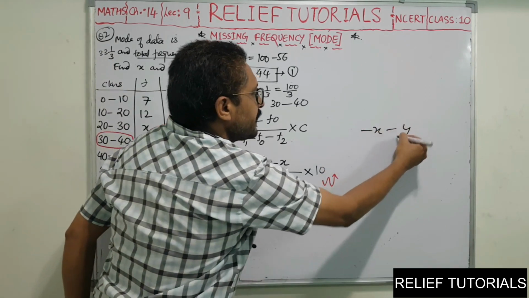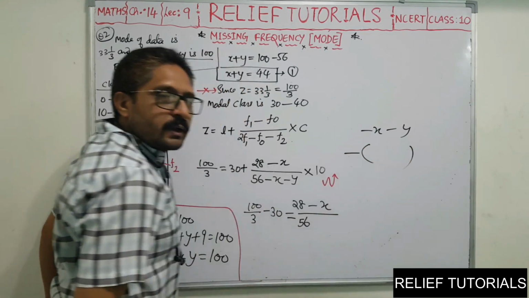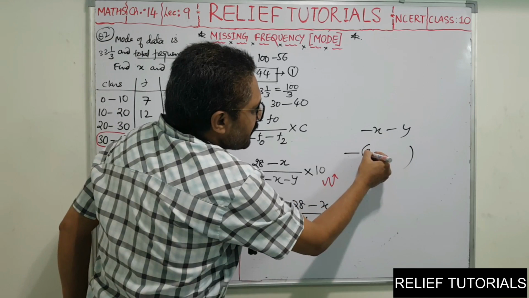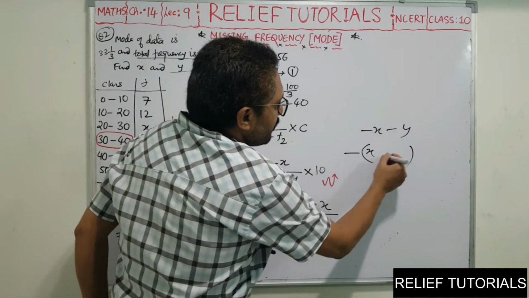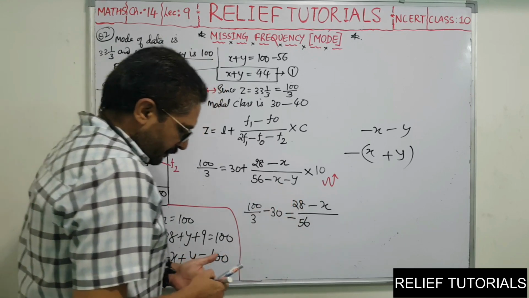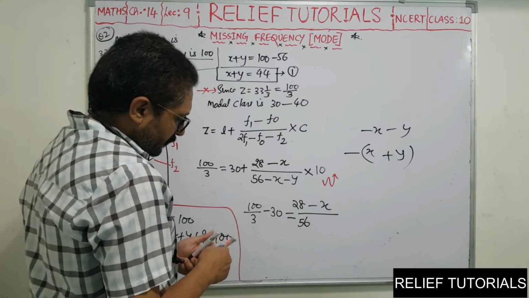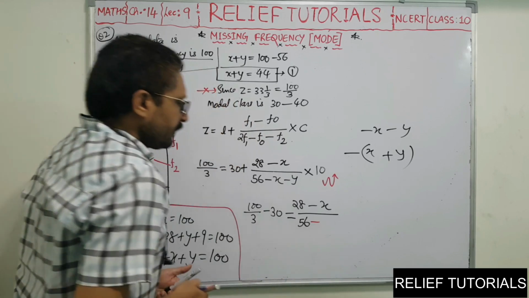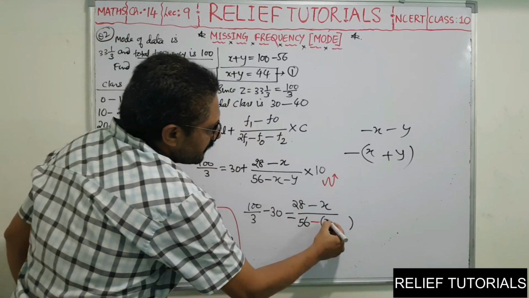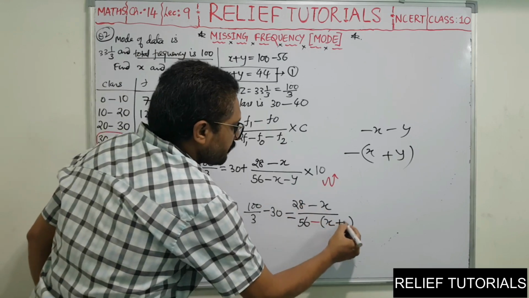So we have minus x minus y. If I take minus common, what happens? The sign of each term will change. So this minus x will become plus x, and this minus y will become plus y. Same thing, I will take minus common here. The sign of each term will change now. Minus x will become plus x, minus y will become plus y.